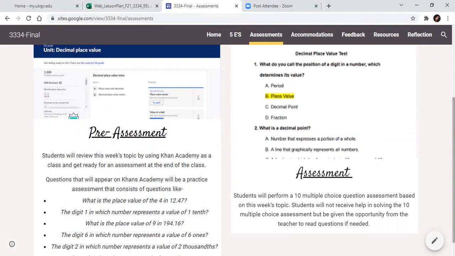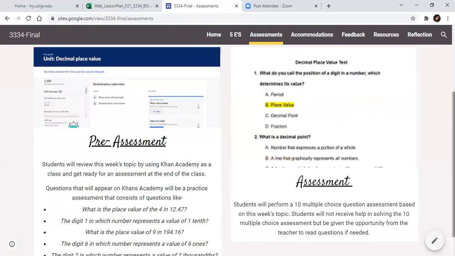The students will perform a 10 multiple choice question assessment based on the week's topic or the day's topic. And the students will not receive any help in solving the 10 multiple choice questions on the assessment, but will be given the opportunity from the teacher to read the questions if needed. So if a student needs any assistance, such as reading the question to them, the teacher will be reading the question to them, but not helping them answer the questions. So that's for my assessment.